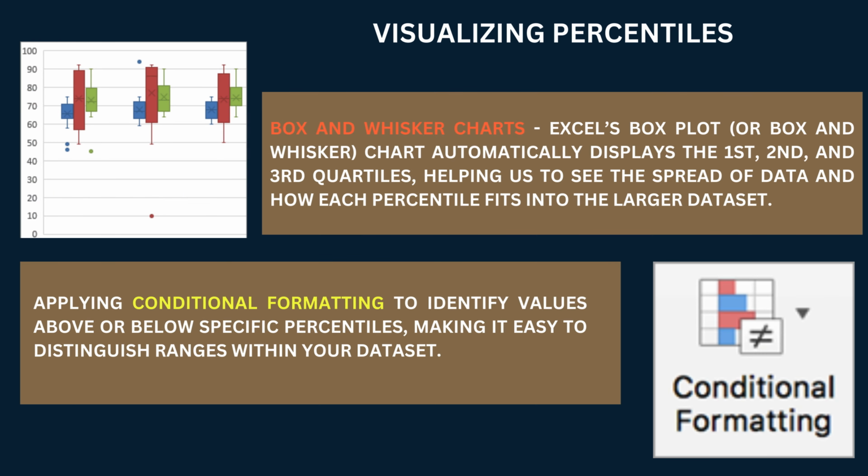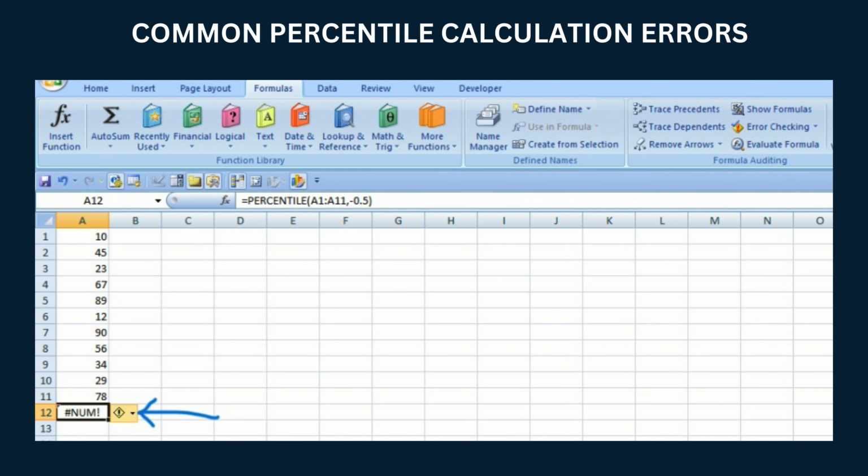Visualizing percentiles. To visualize percentiles, consider creating box and whisker charts. Excel's box plot, or box and whisker, chart automatically displays the first, second, and third quartiles, helping us to see the spread of data and how each percentile fits into the larger dataset. Conditional formatting means applying conditional formatting to identify values above or below specific percentiles, making it easy to distinguish ranges within your dataset.